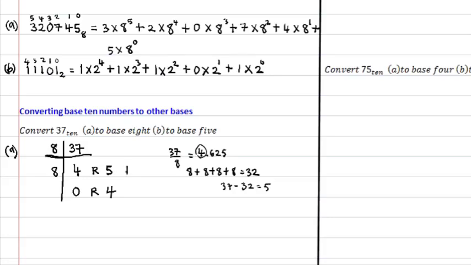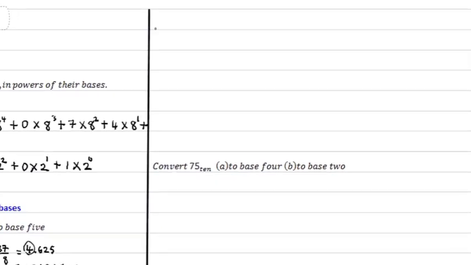To get your answer, we take the remainders from down upward. So our final answer will be 4 and 5 base 8. So 45 base 8 is our answer here, converting 37 base 10 to base 8. Hope you understand. Let's try the next problem, the B part, to base 5. I want to convert 37 base 10 to base 5.